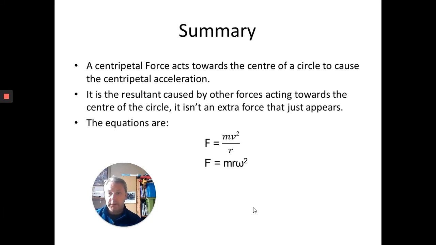So, in summary, what you need to know is a centripetal force acts towards the center of the circle to cause the centripetal acceleration. It is a resultant caused by other forces acting towards the center of the circle. It isn't an extra force that just appears. The other forces acting make up that resultant force, that centripetal force. And the two equations that you will need to use are F equals mv squared over r and F equals mr omega squared.